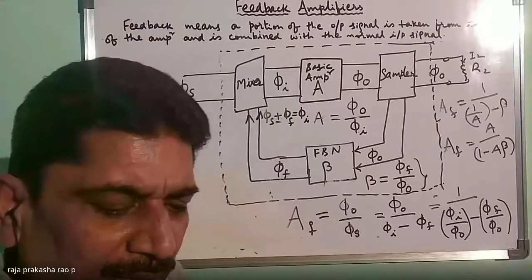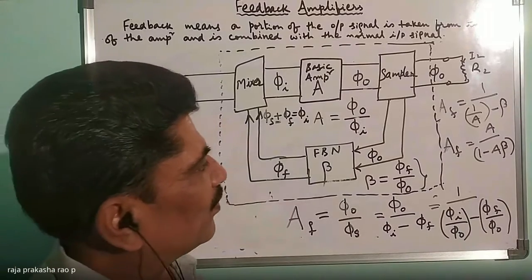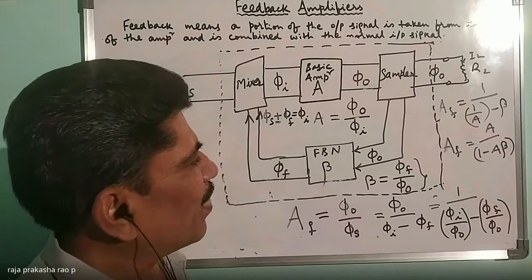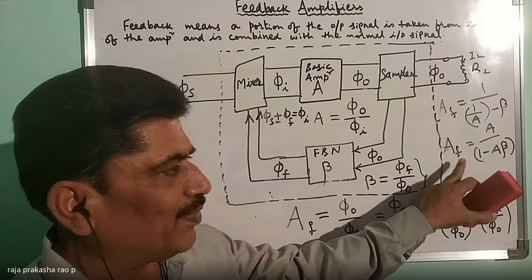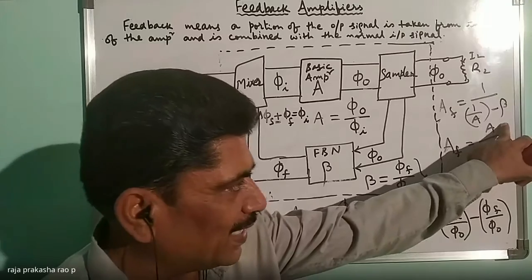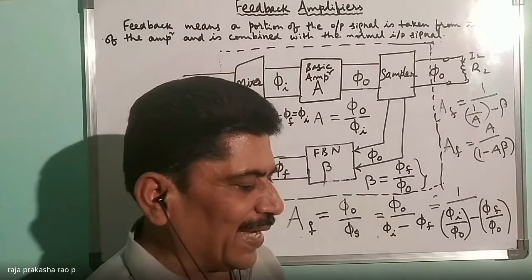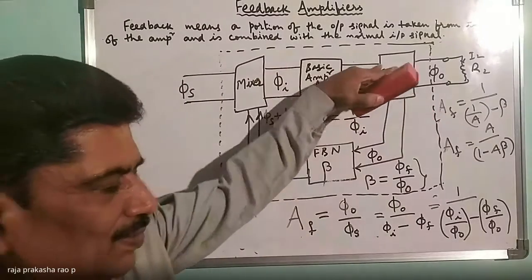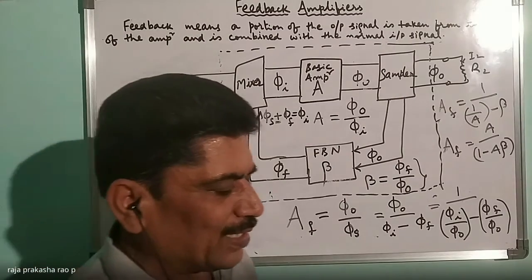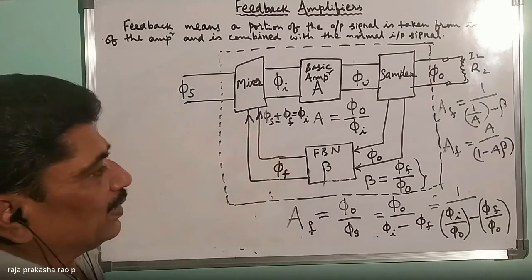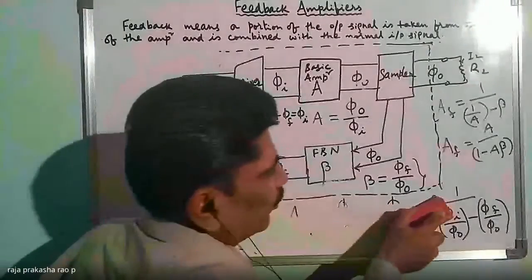Or we can call it feedback ratio, which is equal to Vf by Vo. So for positive feedback, Af, that is voltage gain with feedback, is equal to voltage gain without feedback by 1 minus Aβ, where A is voltage gain without feedback. If you consider only this block diagram, Af is equal to A by 1 minus A into beta. And now let us see the feedback gain for negative feedback.